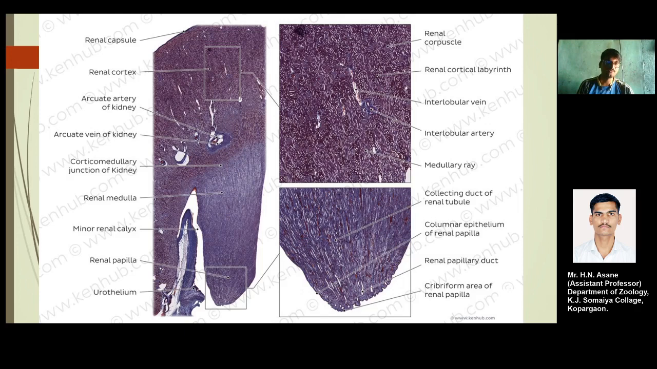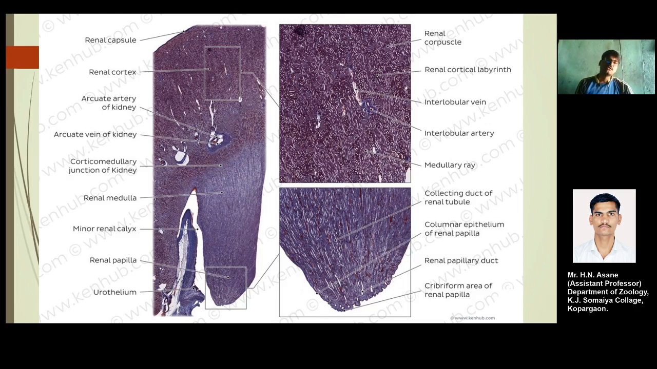Okay, the calyx portion, that white passage in between these two shaded portions, will be the minor renal calyx, and the renal papillae you will see over here, which are going to open into the sinus. Okay, then the urothelium you will see, that is the part of the ureter, or the part of this minor renal calyx.